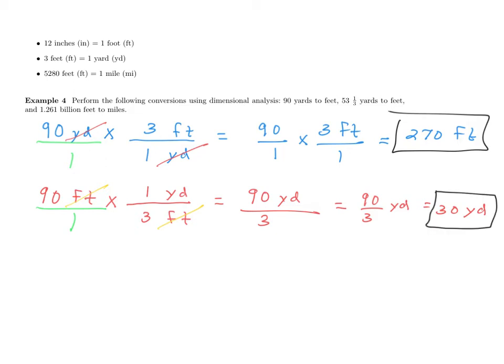Okay, now what about the next one, which is 53 1/3 yards converted into feet? Okay, so we have to multiply this thing by, well, I want to cancel yards and end with feet. And I know there's 3 feet for every 1 yard. This one's a little confusing because over here we have a mixed number, that is a whole number and a fraction being added onto it. What I'd like to do in this case is write this thing as an improper fraction.